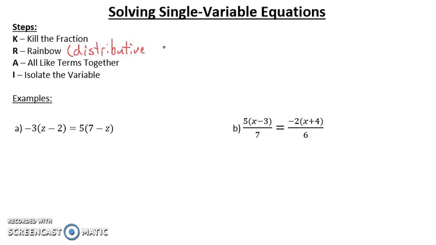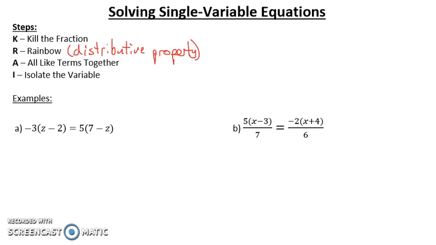And we call that a rainbow because what we're doing is we're taking the term in front of the brackets, and we're putting an arrow to each term in the brackets, causing these rainbow shapes to form. Then we're getting all like terms together, so all the terms with the variables and then all the terms without the variables. And then we're isolating the variable. We're getting that variable by itself.